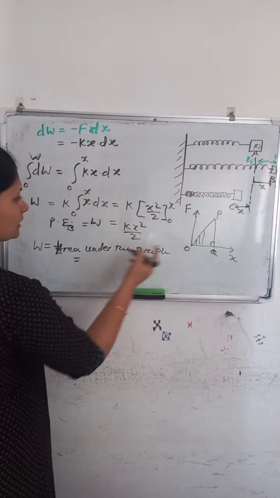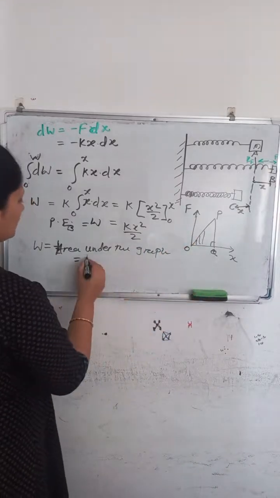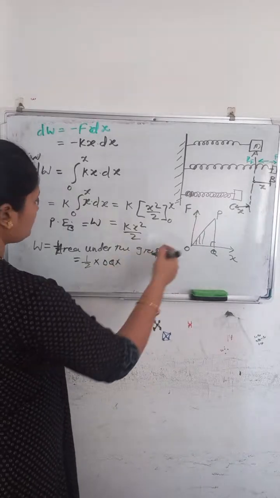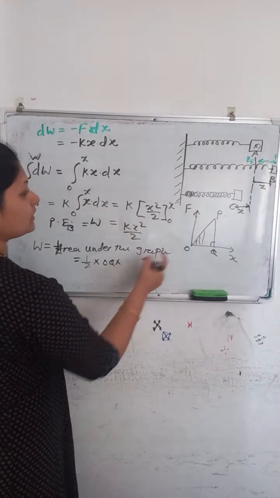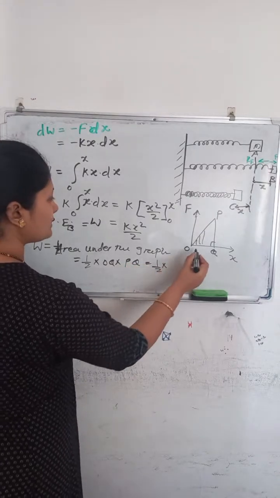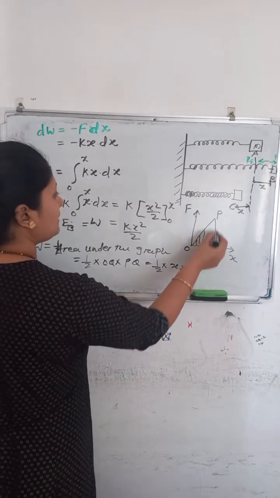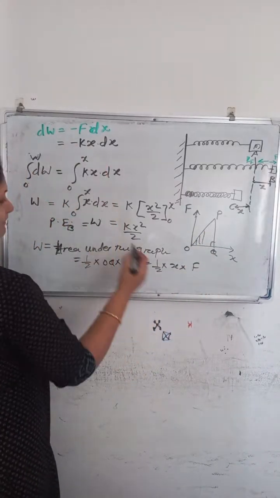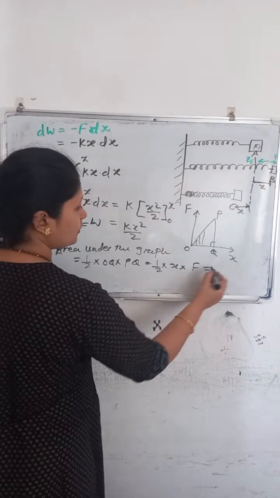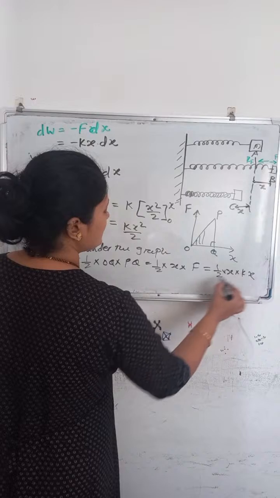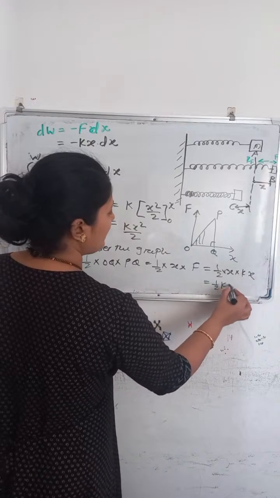Okay, so area under the graph, this is a right angle triangle. So half base OQ into height. Height is nothing but here PQ. So half OQ is nothing but displacement and PQ is nothing but force. And you can substitute force F is equal to Kx. So we can write here half x into Kx, that is equal to half Kx square.